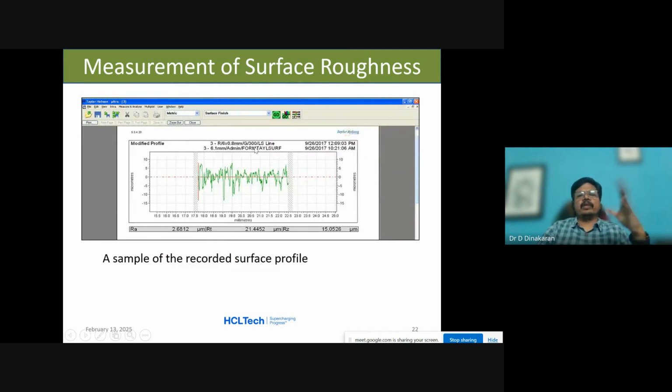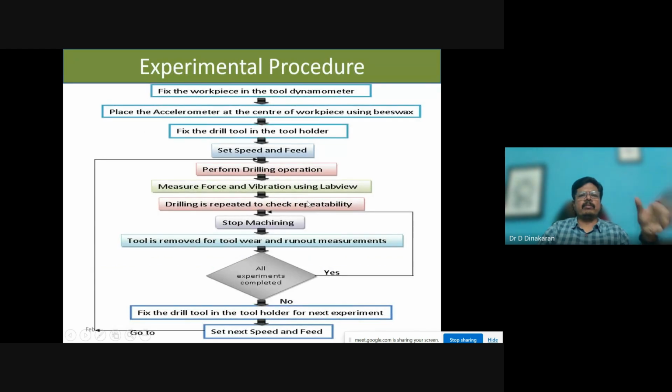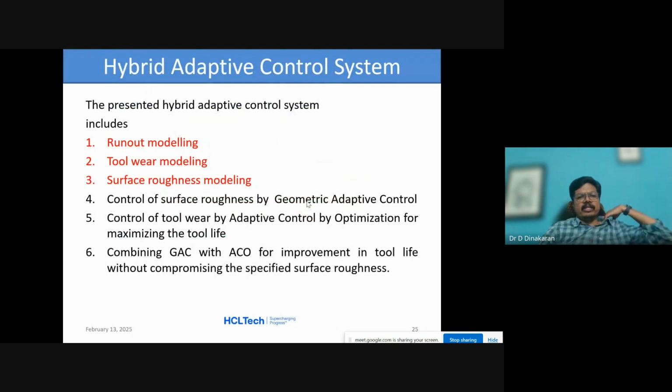For example, this is the surface profile we get, and this is the experimental plan. Around 105 holes, 100 plus holes, are made, and in that the parameters are taken. I'm just rushing through it because of shortage of time.